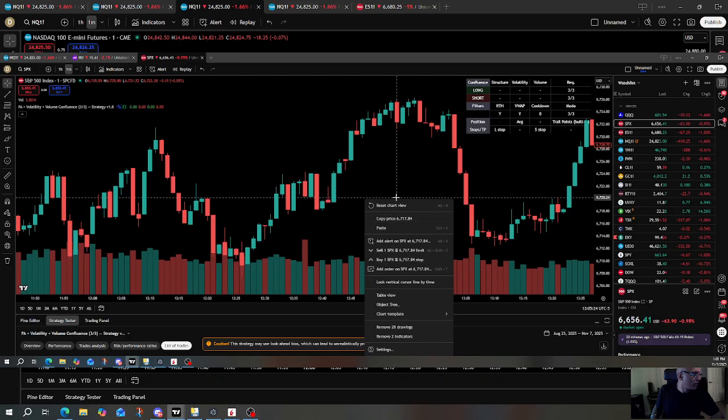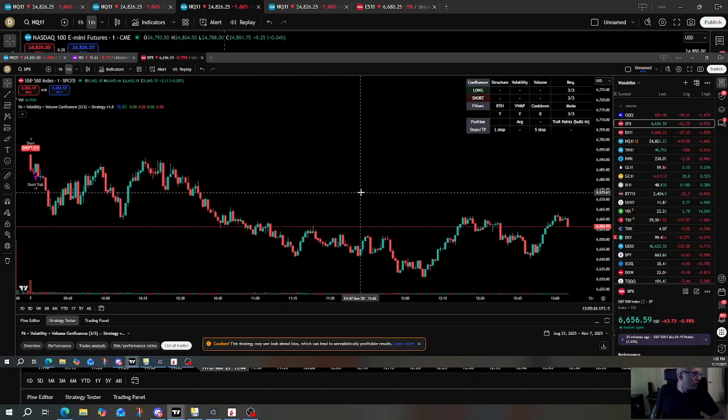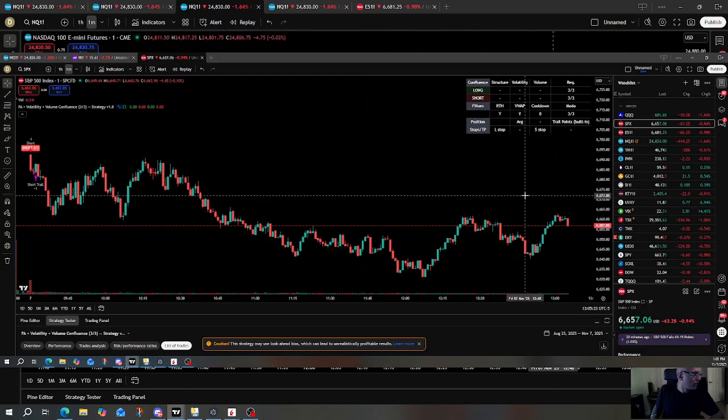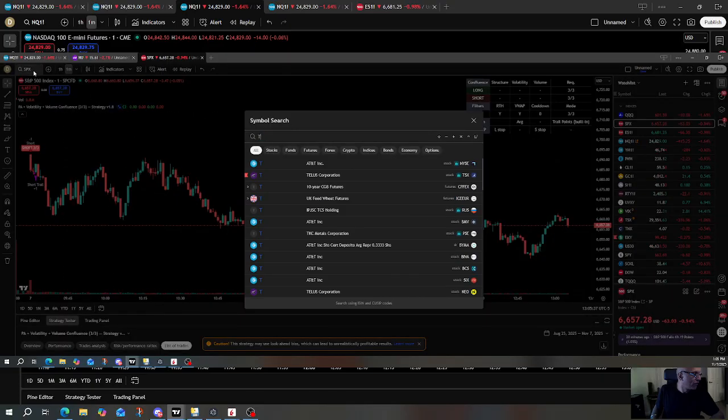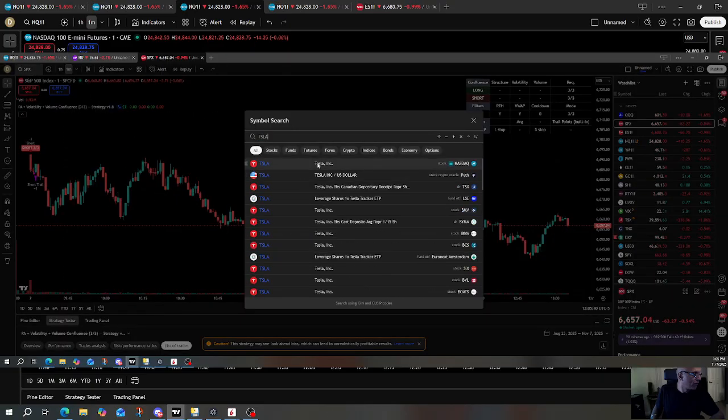When it does give you a signal, it's pretty good. So SPX, it's very stingy. Let's see how it did on Tesla this morning. Let's see how it worked.